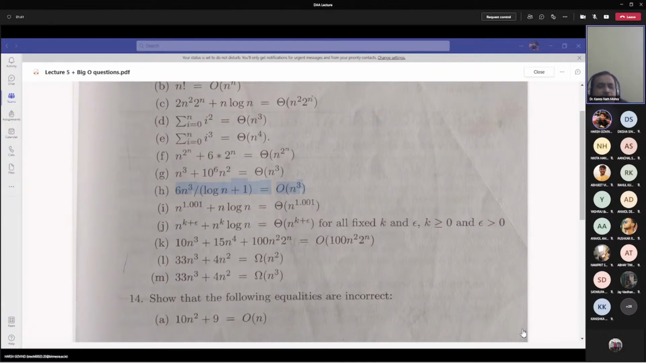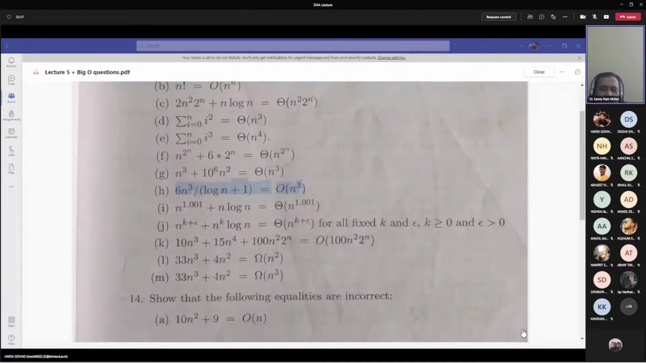If you are comparing F1 and F3, then what is happening? F1 is 48, whereas F3 is less than 1, because 1 upon 1.3010 is less than 1. Is it clear? Now you take n equals to 3.